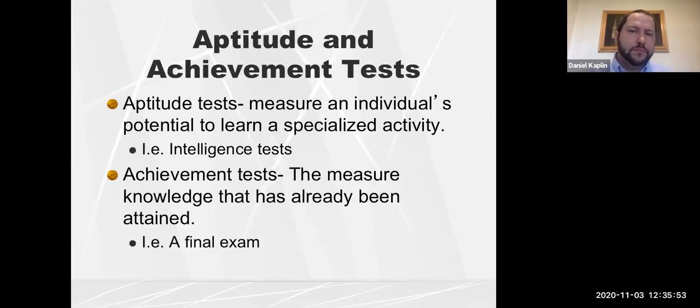All right. So we also want to distinguish between aptitude and achievement tests. Aptitude measures potential, achievement measures previously acquired knowledge. So IQ tests tend to be more linked to aptitude, whereas if I give you a quiz or a test, that tends to be more linked to achievement.